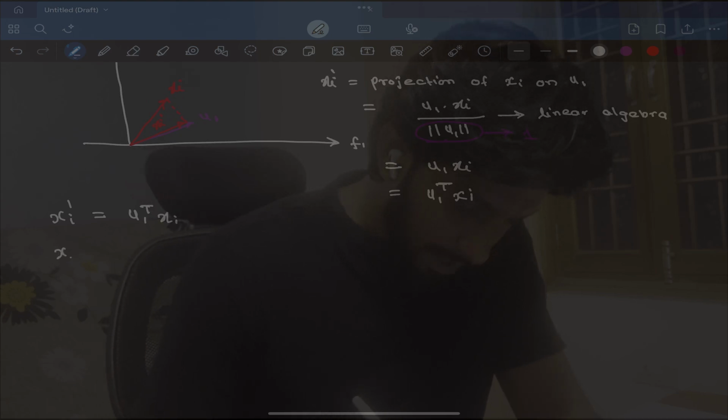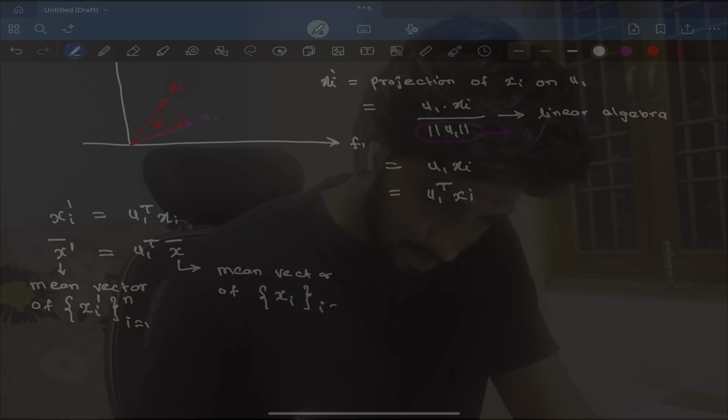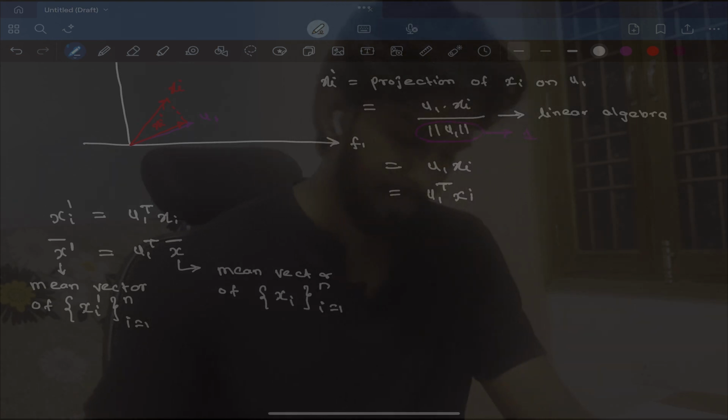If I want to find the mean vector of xi dash, where i equals 1 to n, it can be written as u1 transpose of x bar, and x bar is the mean vector of xi, i equals 1 to n.